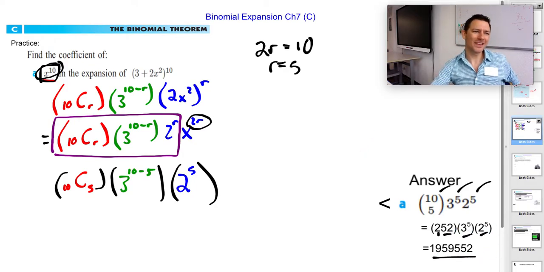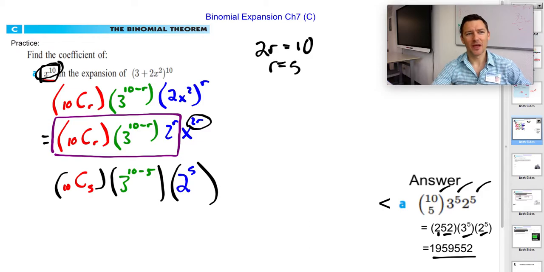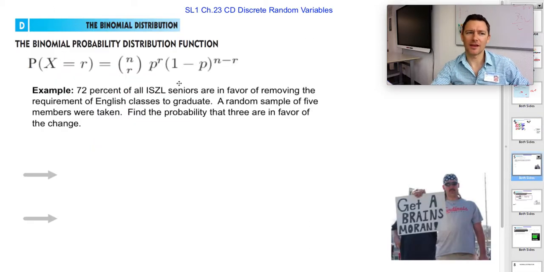Fun, moving on. All of this is useful for probability. In itself, not that useful, but it does work well in discussing probabilities. And so clumping this together, the binomial probability distribution function looks like this. And this is when you might use it.